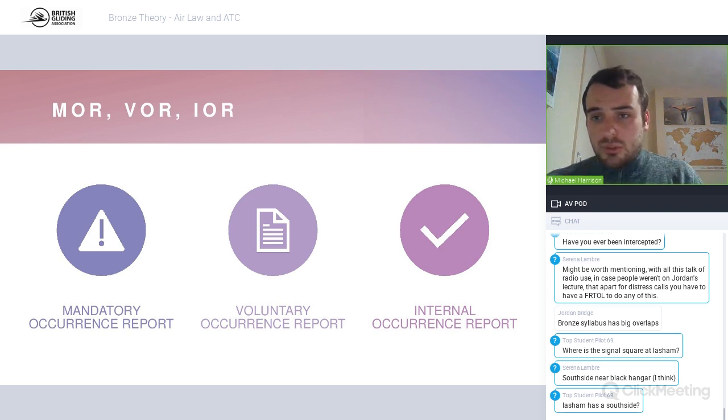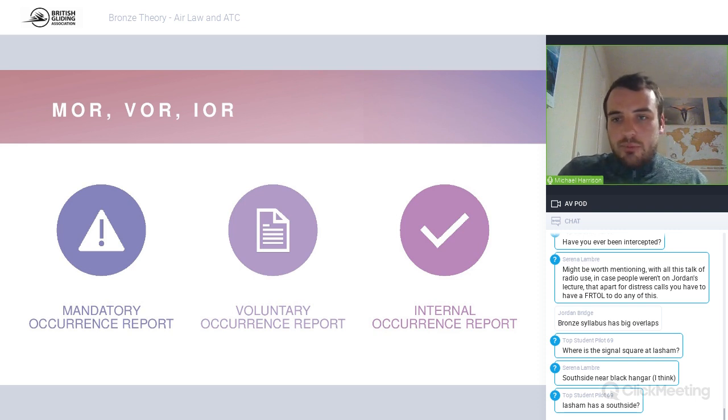A voluntary occurrence report is exactly the same thing as a mandatory occurrence report. It still goes to the CAA. It just means it isn't mandatory, and you should fill one of those out if you feel something's happened which isn't mandatory to report, but you think it probably should be reported so that the CAA are aware of it, because it might be a new emerging threat that nobody's considered yet.